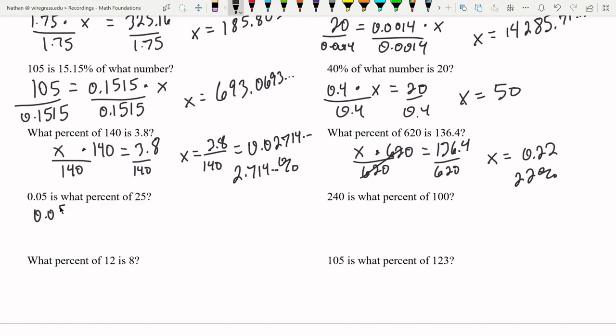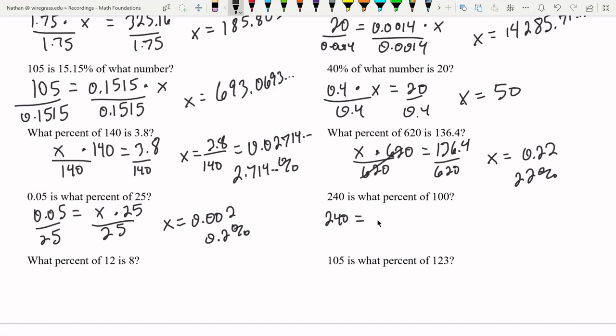Okay, 0.05 is what percent of 25? I could also just go 0.05 divided by 25 because I know 0.05 is the part and 25 is the whole. So we're going to get 0.05 divided by 25. It gives me 0.002 or 0.2%. Very small amount. 0.05 is very small compared to 25, so we expect the percentage to be very small.